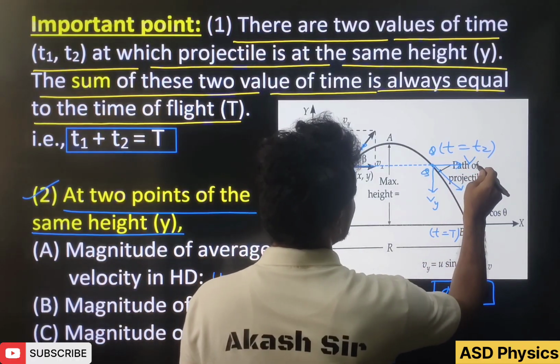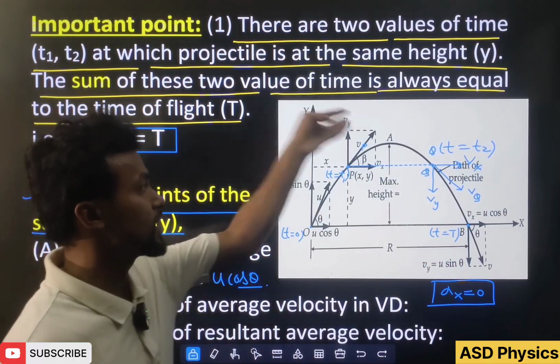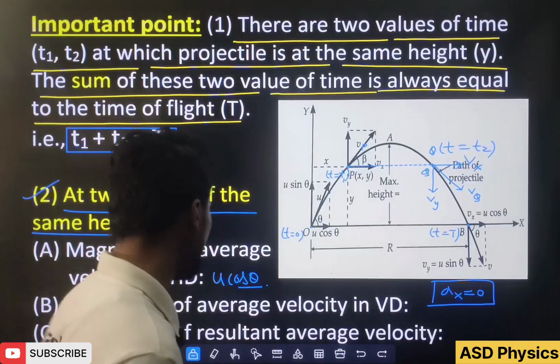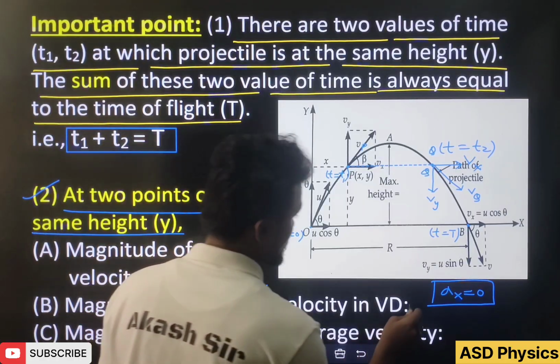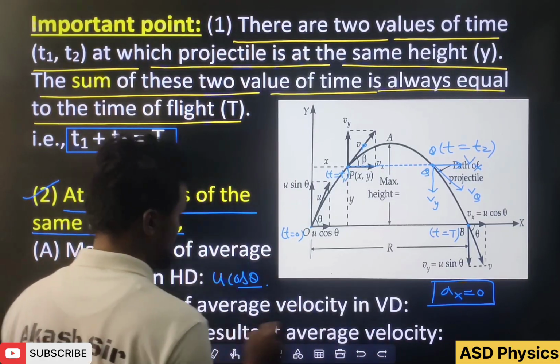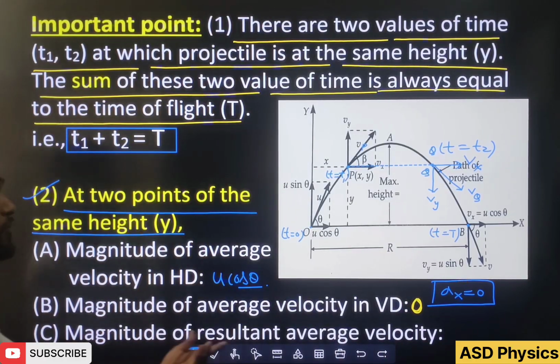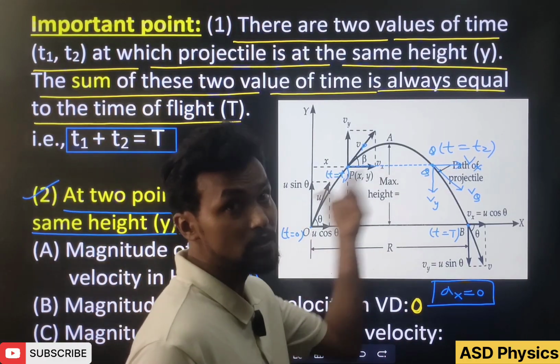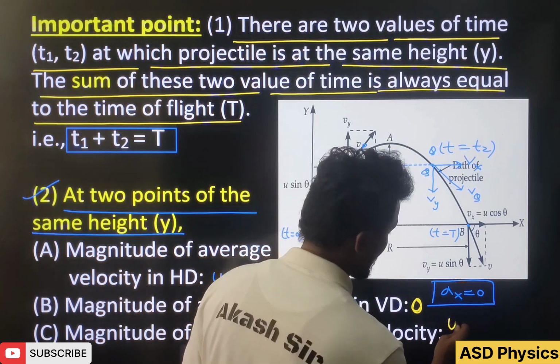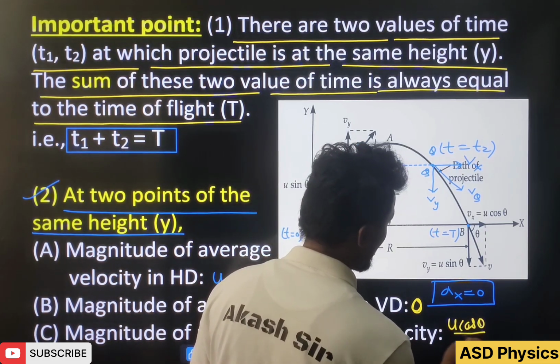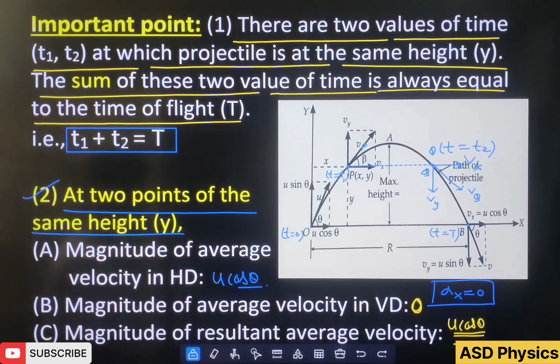This I can write here as Vx. So you can see this is upward, this is downward, both will cancel out. How much is the magnitude of average velocity in the vertical direction? It will be 0. And the magnitude of resultant average velocity between 2 points at the same height, remember that, is u cos theta. Can you see this?